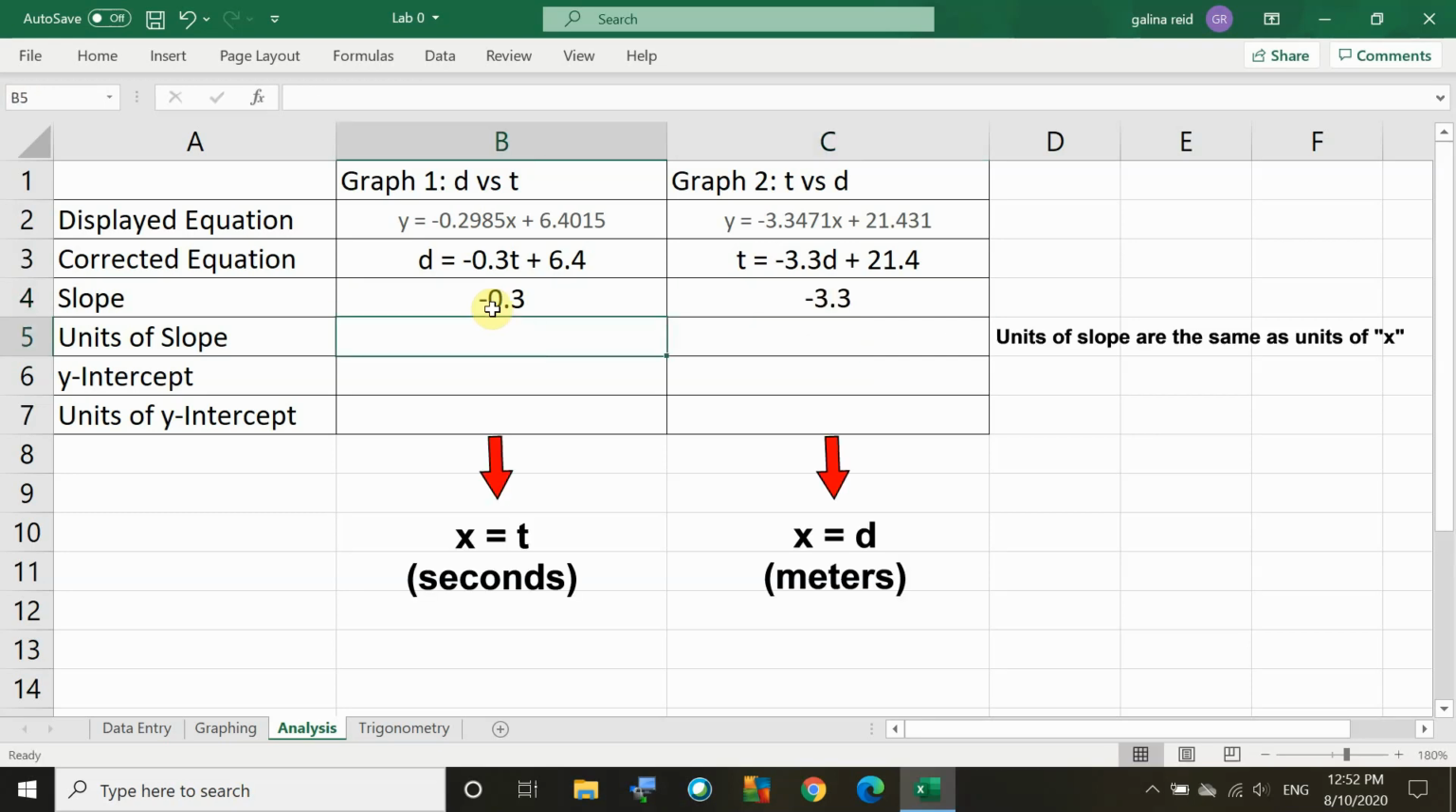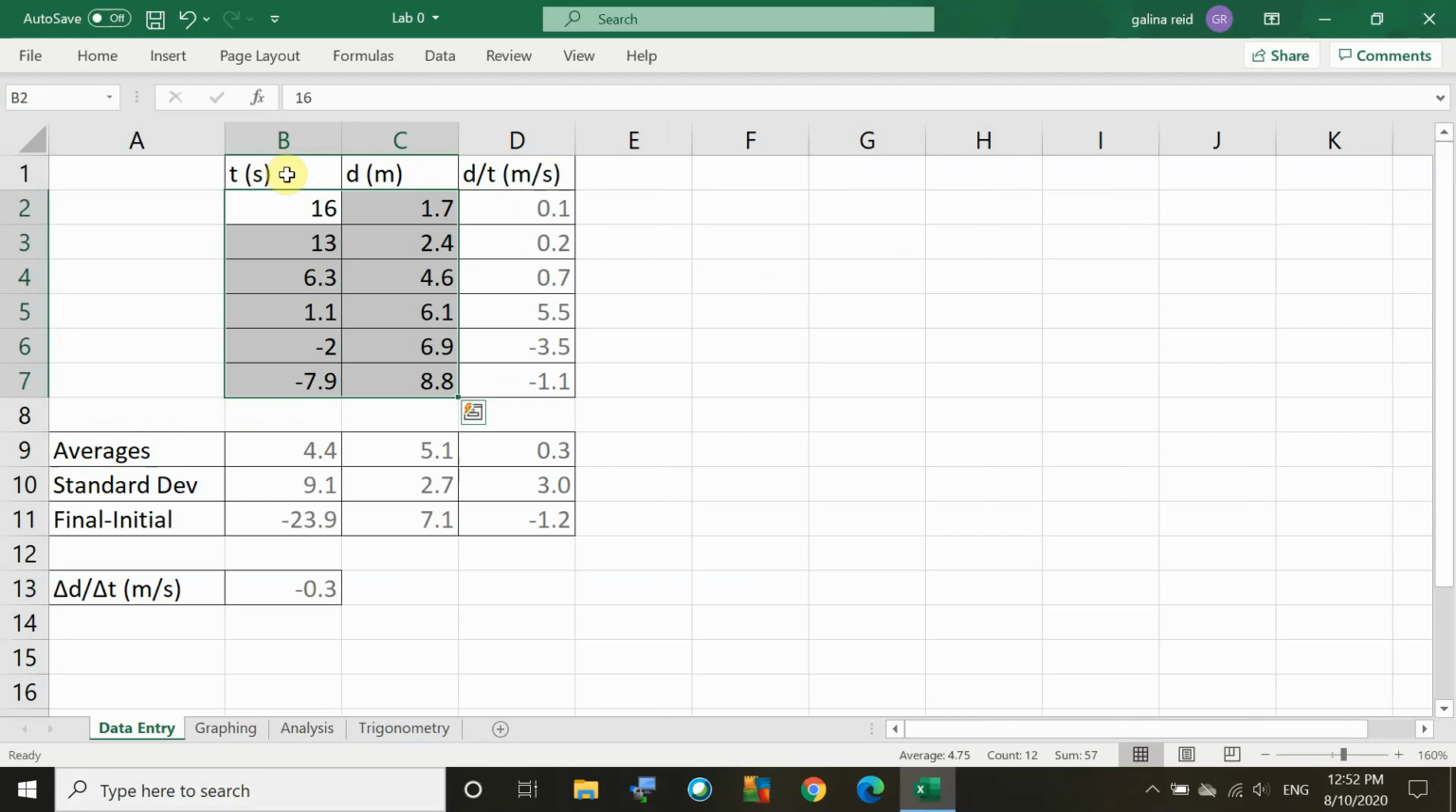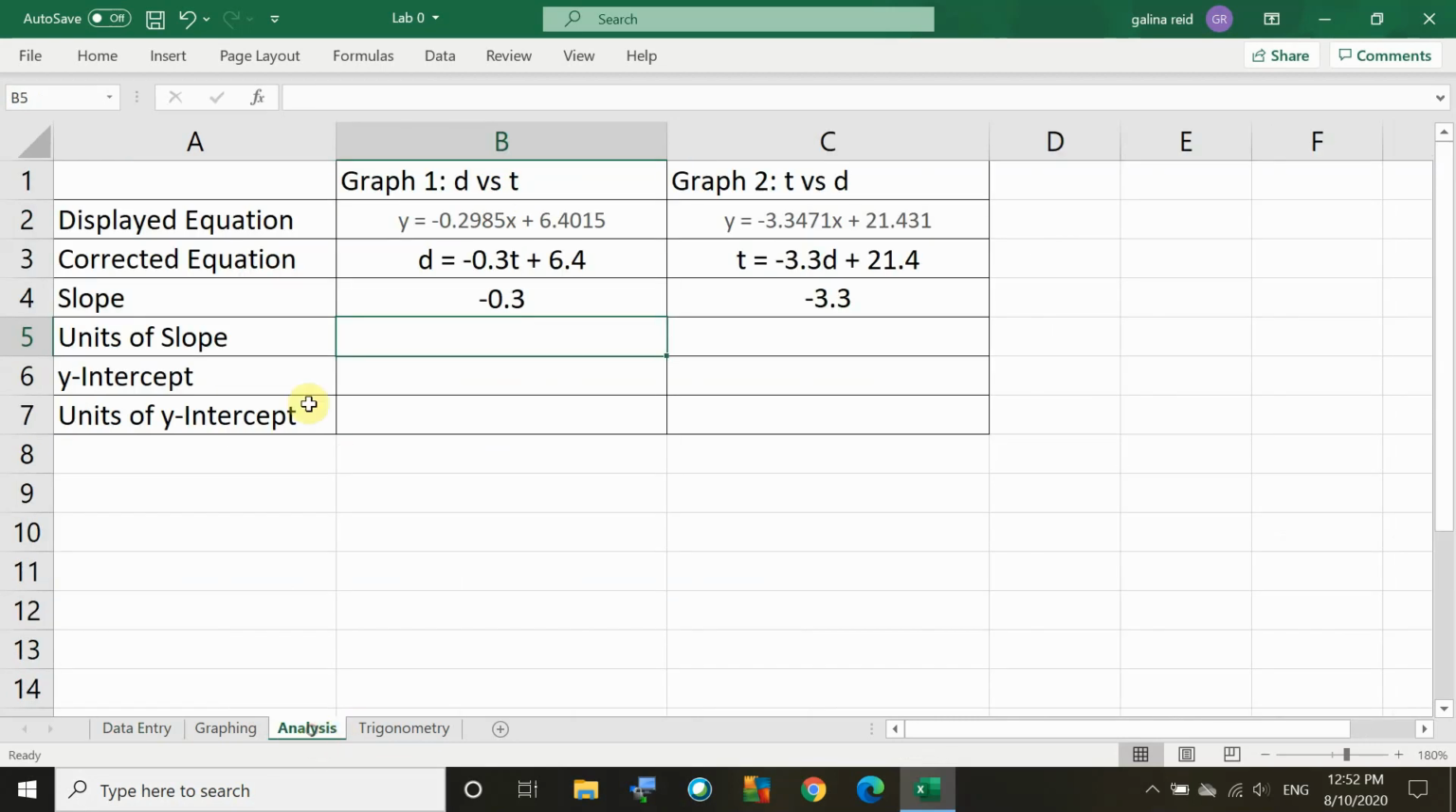Units of slope, well, you just have to look up here. We know y versus x, so this is associated with our x variable. So time, the unit for time is seconds. We can double check that if we look back over at the data entry, confirm that it is indeed seconds, not minutes, hours, etc. So we have confirmed it is indeed seconds.